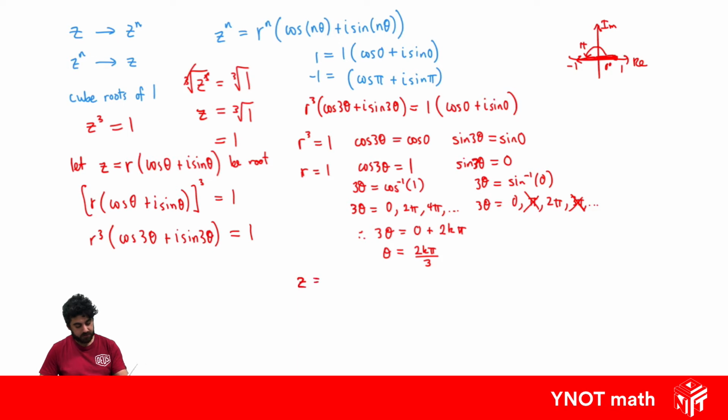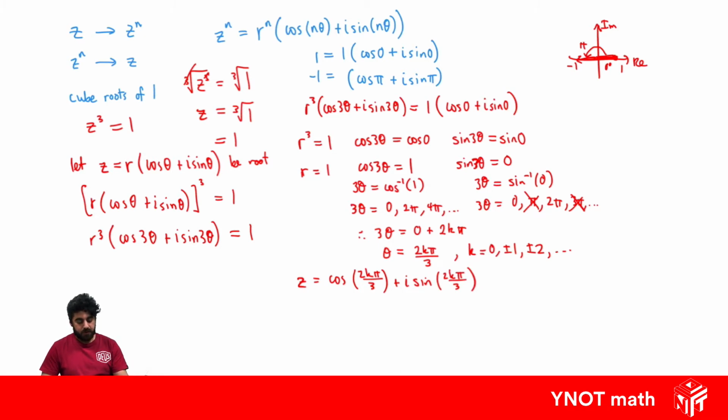So we get z equals r, which we know is 1. So then we get cos of theta, which we know is 2k pi over 3, and these values for k were 0, plus or minus 1, plus or minus 2, and so forth. Plus, over here, we get i sine of theta, which is 2k pi over 3.